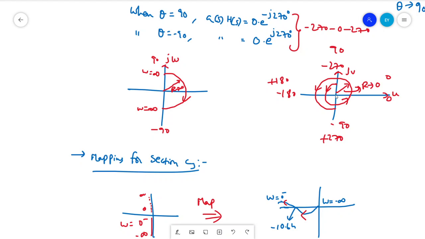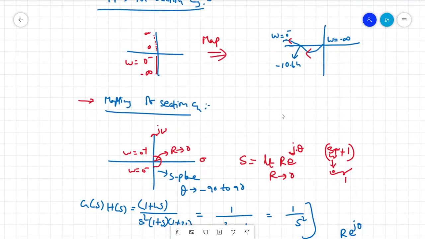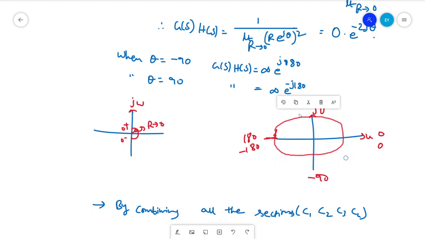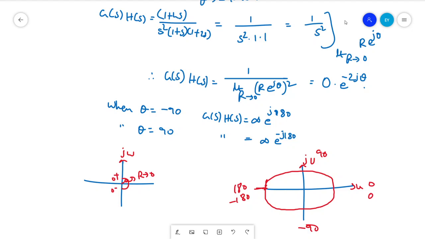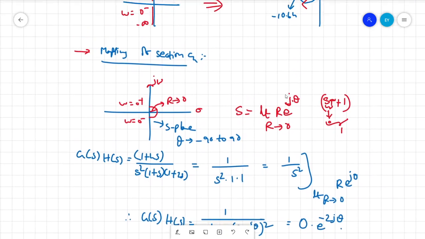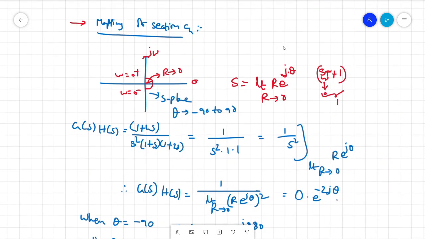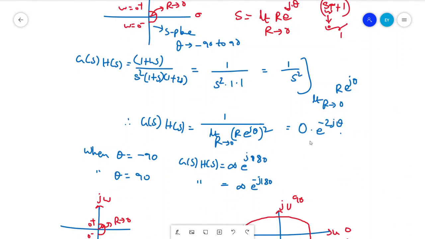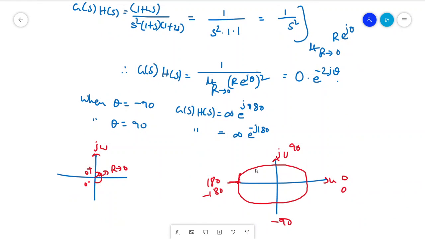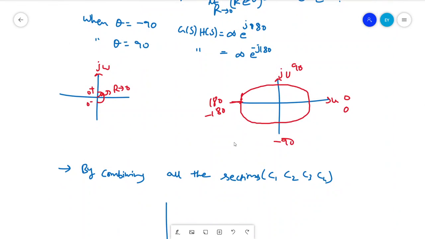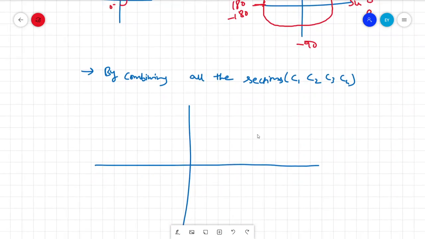Second section, it is going to 0. From 0 it is traveling this way and ending up at minus 90. Okay, and third section, the second section is ending at 180, right? Second section is starting here and ending at 180 or minus 180. Actually it is starting at 180 and encircling the origin and ending at minus 180. So this is how the plot actually looks.